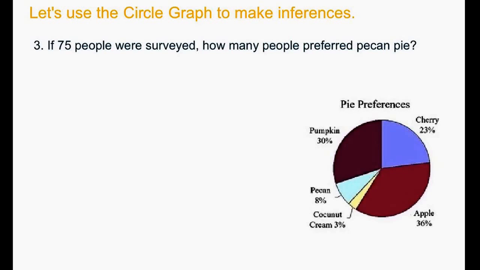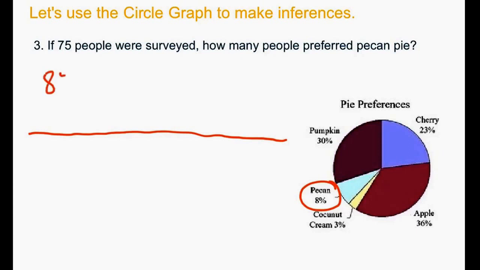So this one says, if 75 people were surveyed, how many people preferred pumpkin pie? I think of two ways that we've approached problems like this year. We may not have used circle graphs, but we've used data with percents, and we've answered questions about that. So we want to know, if 75 people were surveyed, how many preferred pumpkin pie? And what we do know from the circle graph is that 8% preferred pecan pie. So what I'm basically trying to find is 8% of 75.